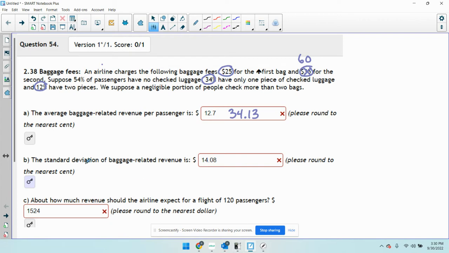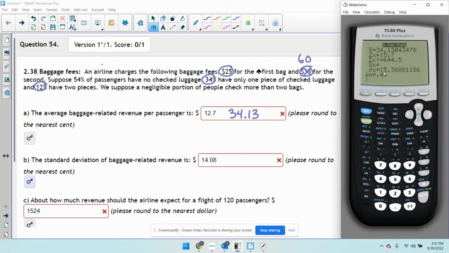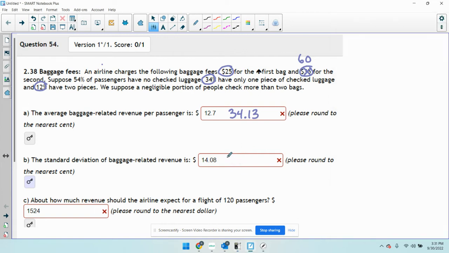The standard deviation is where it becomes tricky. So that's where we just rely on the calculator to do it. And that's going to be 15.3688, or 15.37.